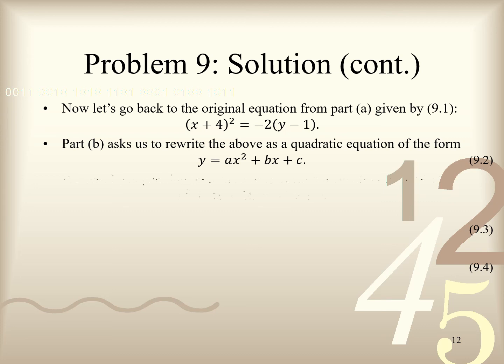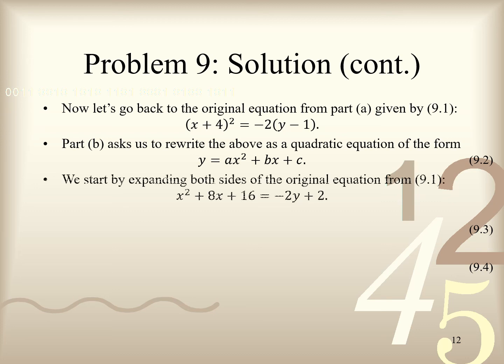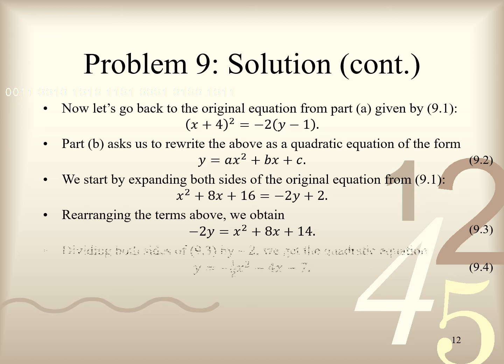We start by expanding both sides of the original equation from 9.1, which gives us x squared + 8x + 16 = -2y + 2. Rearranging the terms above, we obtain the following in 9.3. Dividing both sides of 9.3 by negative 2, we get the quadratic equation y = -1/2 x squared - 4x - 7 in 9.4, solving part B of this problem.